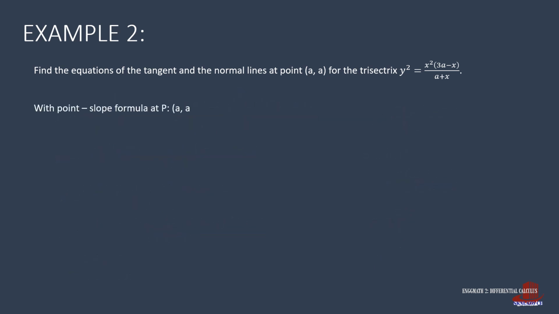Now we can solve for the equation of the tangent line by plugging m and a, a into the point slope formula, which would be y minus a is equal to half of x minus a. Cross multiply 2 to the other end to have 2 times y minus a is equal to x minus a. Distribute 2 to the binomial and then rearrange the terms to have x minus 2y is equal to negative a.